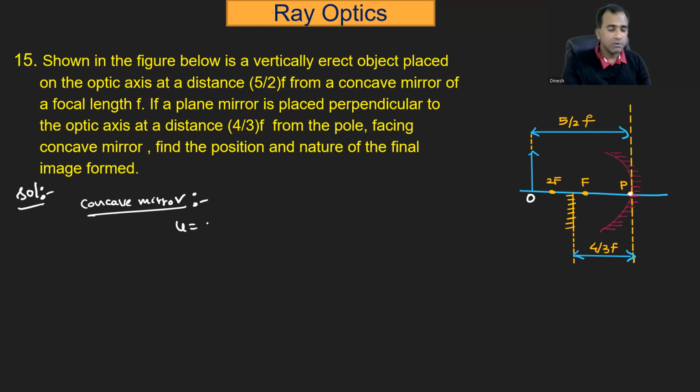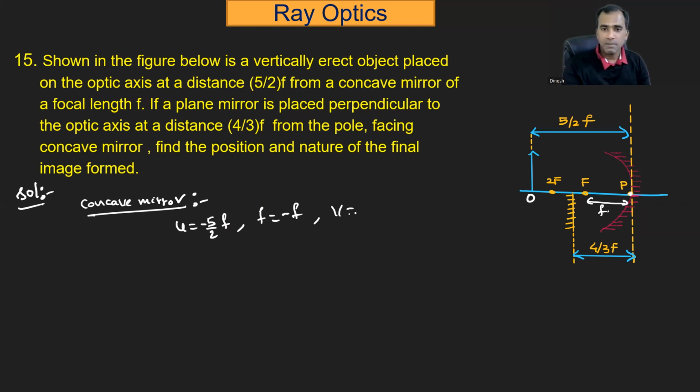How much is the u value? Can you quickly tell me? Minus 5 by 2 f. And what is the focal length? Focal length is minus f. Only the length is f; with sign, you have to write it as minus. The object distance and the mirror distance are all given in terms of f. This length is given as f, then this is 5 by 2 f, this is 4 by 3 f. They have not taken sign into consideration, we have to take the sign.